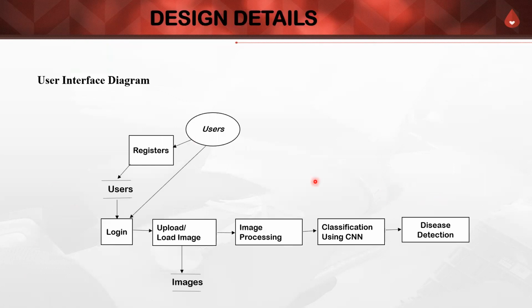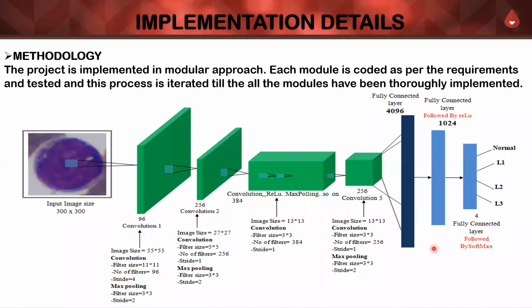Next is the user interface diagram. Here, first the users have to register themselves and then log in. But if the user has already registered, using the credentials they can directly log in and then upload the image. After uploading the image, pre-processing takes place, followed by classification using CNN. And from this, we can detect the disease. The further topic will be continued by Likita.